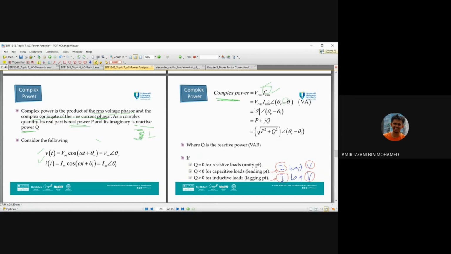Okay, because as you know, in the multiplication of V and I, the angle is theta V plus theta I, but the conjugate of theta I is minus theta I, so it becomes theta V minus theta I. This equation, V times I conjugate, is S. Okay, and finally we get P and Q. We convert from rectangular to polar form.